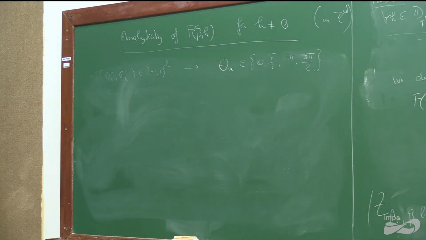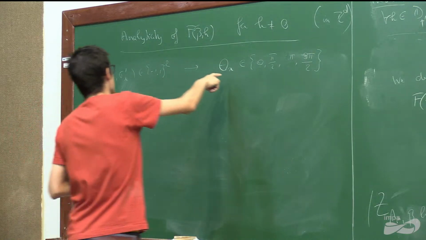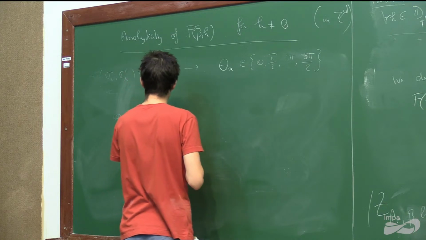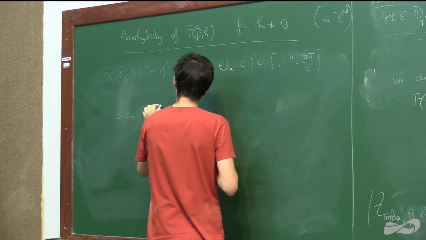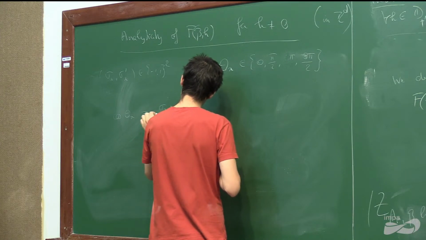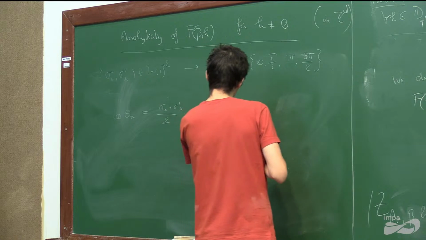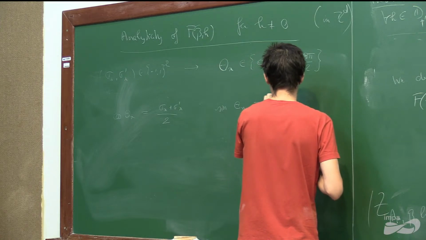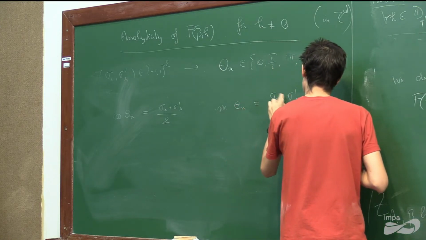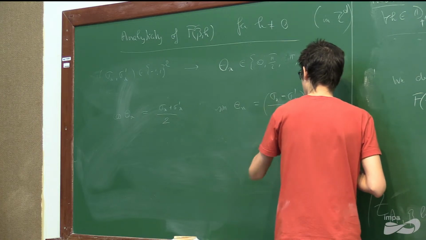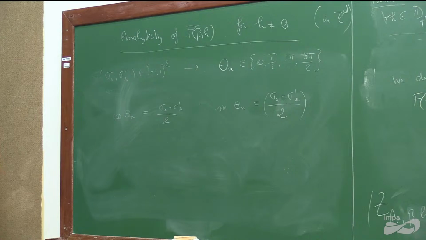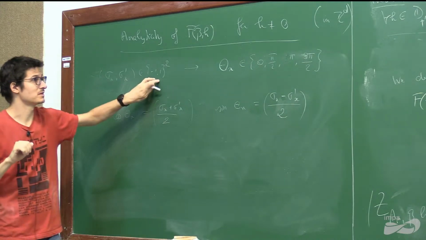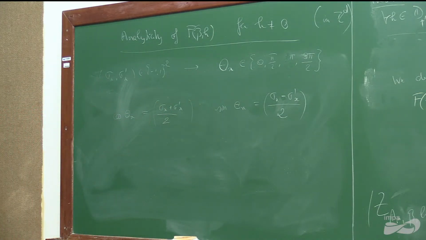Okay, so how do we do this? Well, we just take the angle theta x, which is such that cosine theta x is equal to (theta x plus theta prime x) over 2, and sine theta x is equal to (theta x minus theta prime x) over 2. If you impose that theta x has to belong to this set, basically you have something which is bijective between this and this. So this is really just a change of variable in the sum.